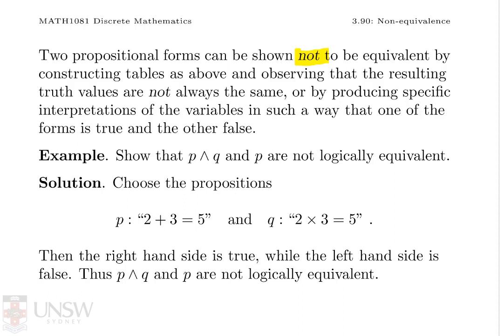So show that P and Q and P are not logically equivalent. Another way to do it is to pick specific propositions with which one of them is true, the other one is false. So I'll consider the following propositions. P can be the statement 2 plus 3 equals 5. Q can be the statement 2 times 3 equals 5. Then clearly P is true, Q is false. So P and Q is false, but P is true. So we come up with a couple of statements there, in which P and Q and P have different truth values, and therefore they are not logically equivalent.